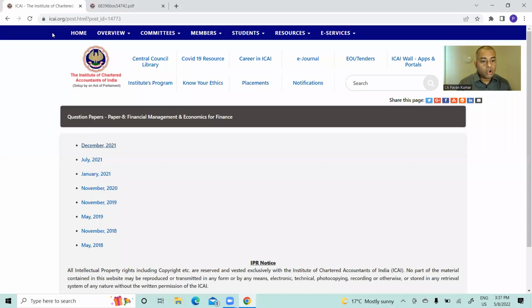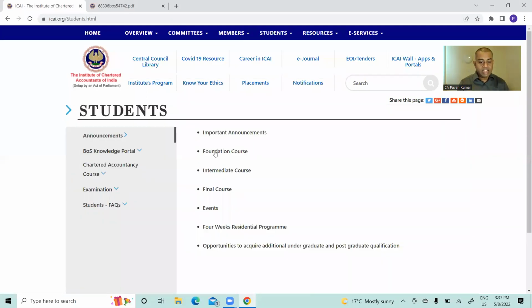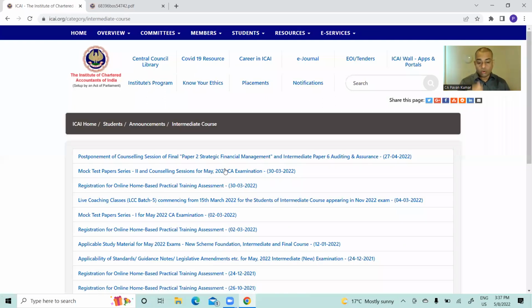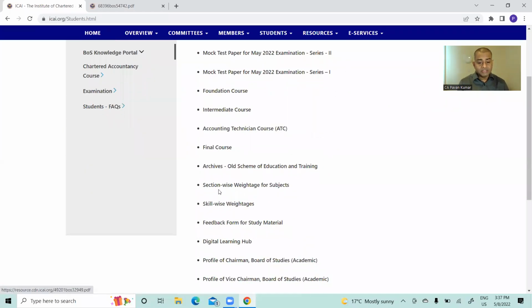Now this is a student section of our institute's website. I'm going into the intermediate course. Not announcements, I'm sorry, we need to go to the board of studies knowledge portal. In that, can you see there is one section-wise weightage for subjects?